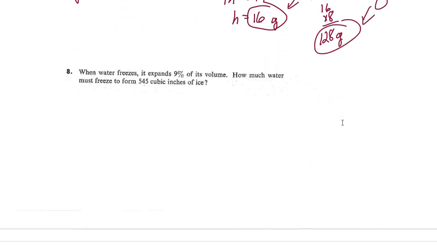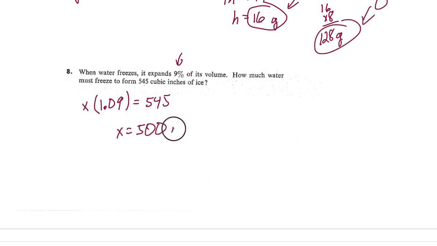Number 8, when water freezes, it expands 9% of its volume. How much water must freeze to form that many cubic centimeters of ice? We don't know how much water we need. Let's represent that, maybe with the letter x. But we're told that when you freeze it, it expands 9%. So we can multiply it by 1.09. And that's supposed to turn out to be 545. So divide both sides by 1.09. And we find out that we need 500 cubic inches of water to begin with.